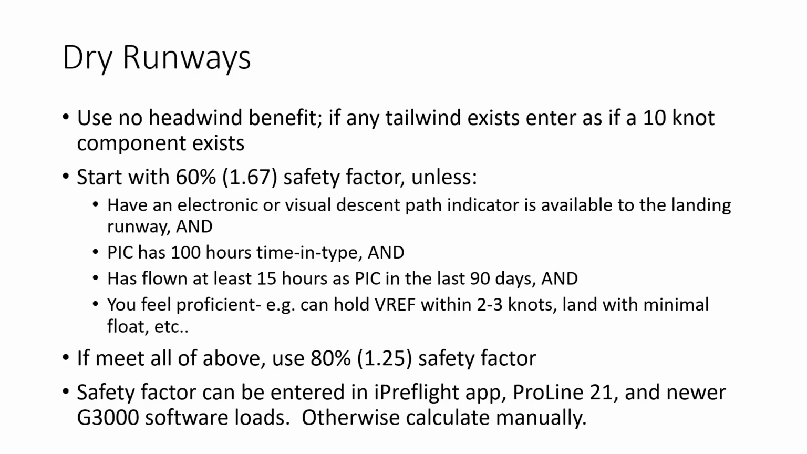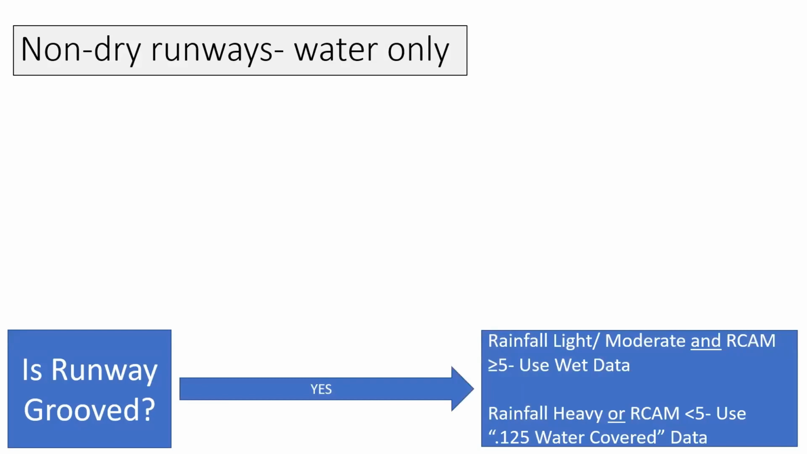Now, for non-dry runways, if we're only dealing with water, no frozen precipitation, just water, our workflow starts like this. We ask, is the runway grooved? If the runway is grooved, then if the rainfall is light or moderate, and the runway condition, if one exists, okay, that's not going to always be reported, but when we say and, that just means if it is reported, is equal to or better than 5, then we would use the wet data from either our app, SESNAV, iPreflight, or the column in our AFM advisory information.